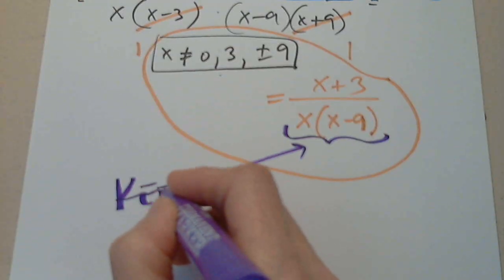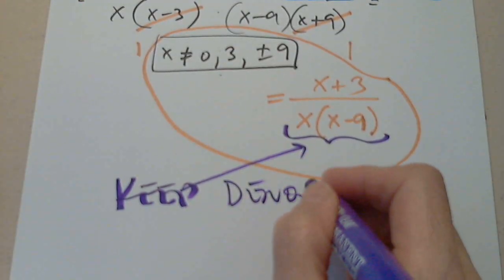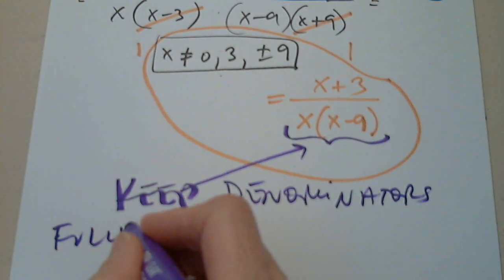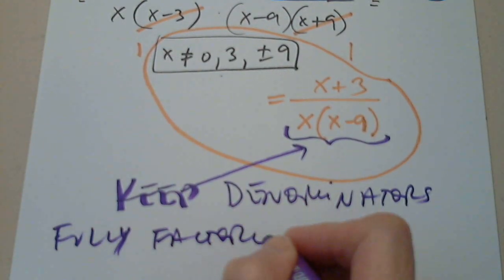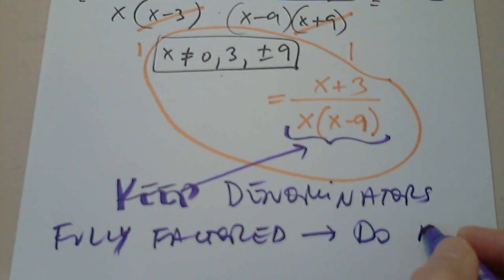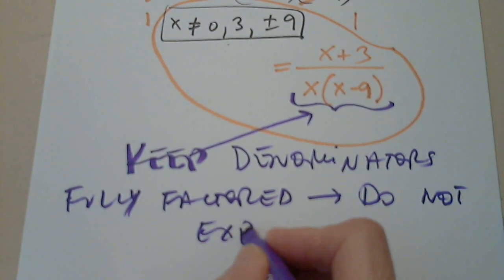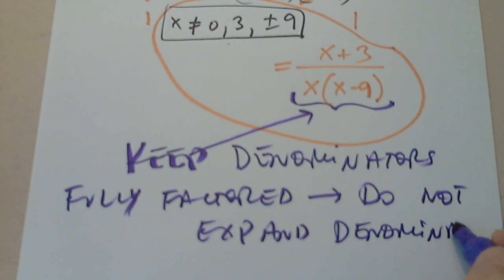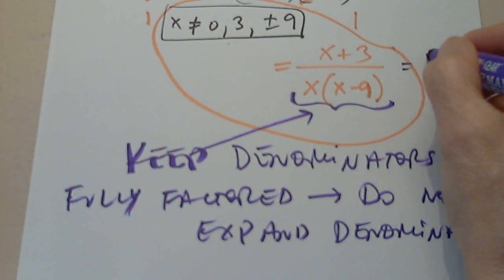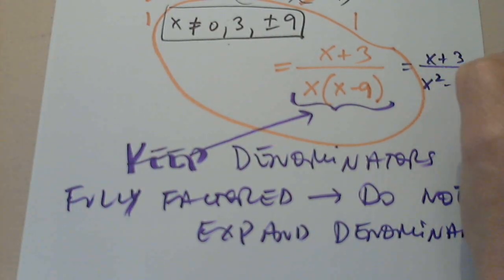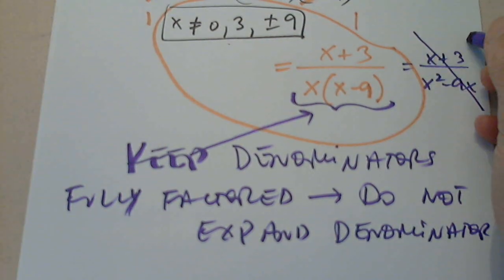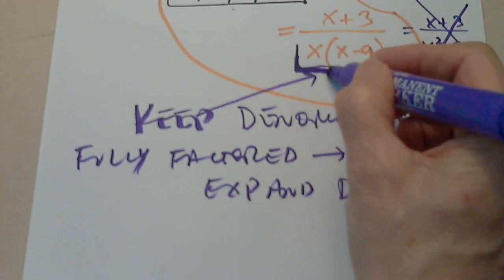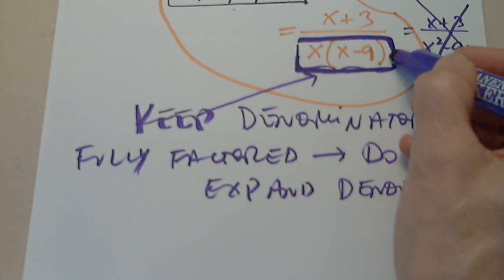Keep denominators fully factored. Do not expand denominators. So I'll put x squared minus 9x. It's not incorrect. It's perfect to write x squared minus 9x. Please do not. Okay. It's correct. We always want the denominator to be fully factored.